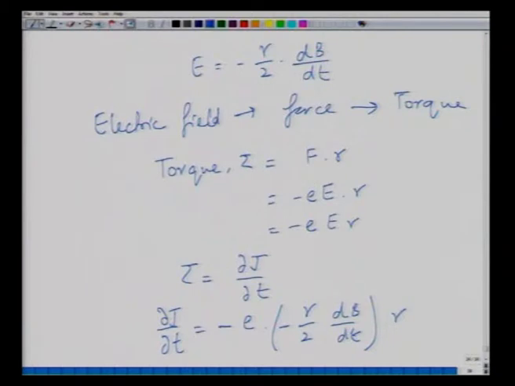Multiplied by r. Let us replace this del by d, because we need to take similar terminology on both sides. Here you can see that the negatives cancel each other, and what you get in the end is dJ by dt equal to e r square by 2 into dB by dt. So, this is the expression that you get for the time derivative of angular momentum, equal to the time derivative of the magnetic field multiplied by some constant, because all of these parameters here are constant.